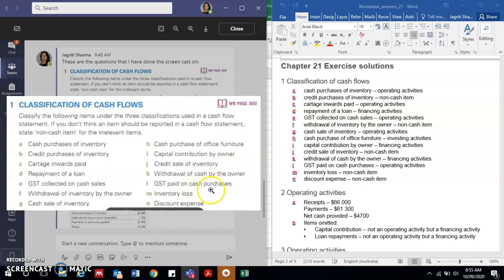Okay, withdrawal of cash by the owner, again if he is withdrawing cash, that is your financing activity, but that is your cash outflow. Okay, GST paid on cash purchases, again this is your operating activity. You have paid the cash, so it is going to be your expense. Okay, again inventory loss, so it is a non-cash item because inventory loss is not something you've lost in cash. Discount expense, again this is the non-cash item as well.